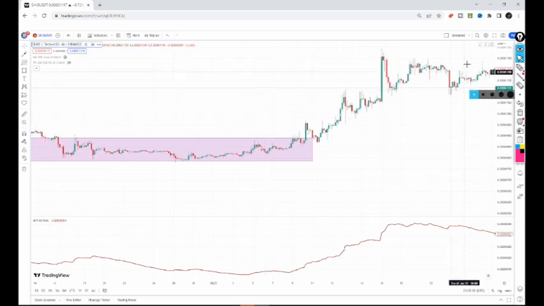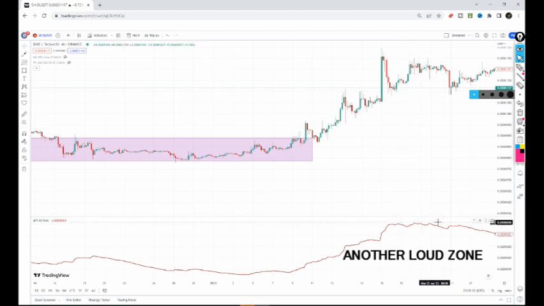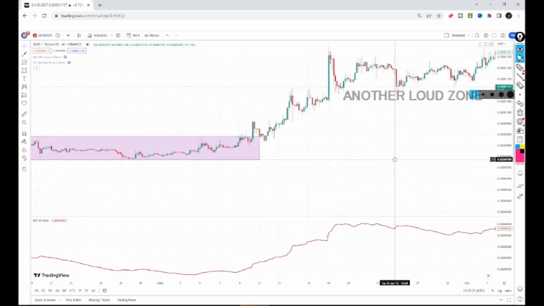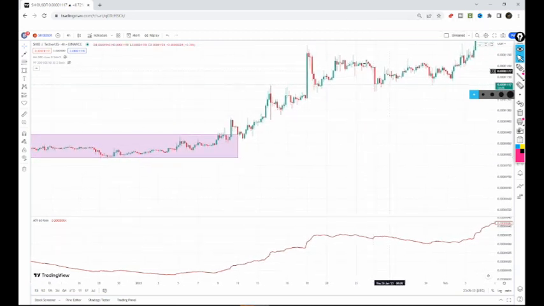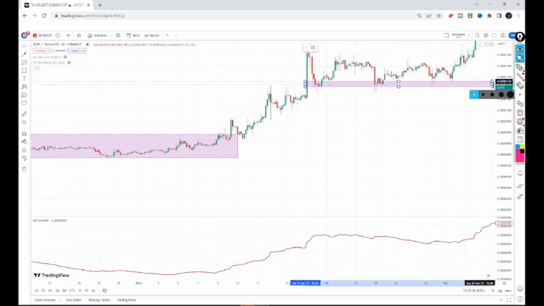So now this is another zone. This is a loud zone, right? So what are we waiting for? You should be waiting for a significant breakout from this structure. We did not have it. It happens.